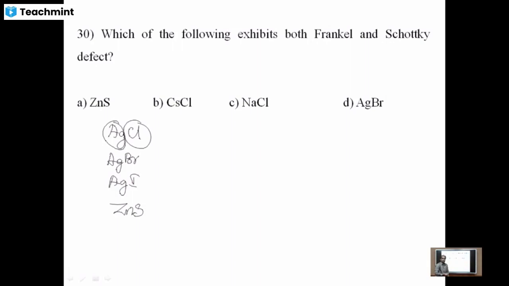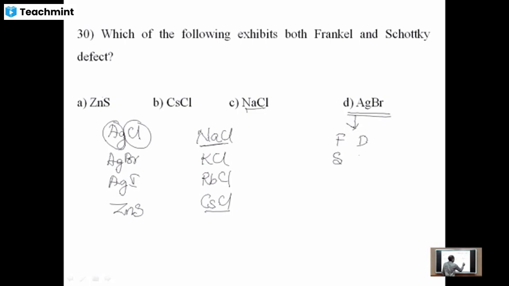Whereas Schottky defect is the one where both cation and anion are missing from their lattice sites. It is possible when there is a similarity in size between cation and anion. It is shown by alkali metal salts like NaCl, KCl, rubidium chloride, cesium chloride, and so on, because of the similarity in size of cation and anion. Means zinc sulfide shows Frenkel defect, cesium chloride shows Schottky defect, sodium chloride shows Schottky defect. One special molecule shows both Frenkel defect as well as Schottky defect. Both are shown by AgBr.